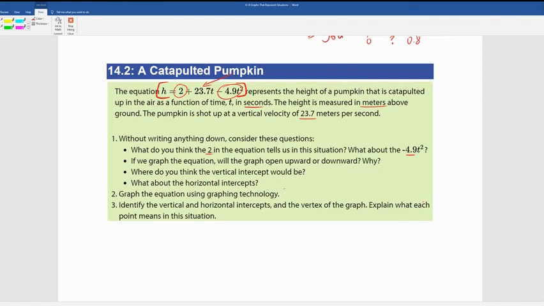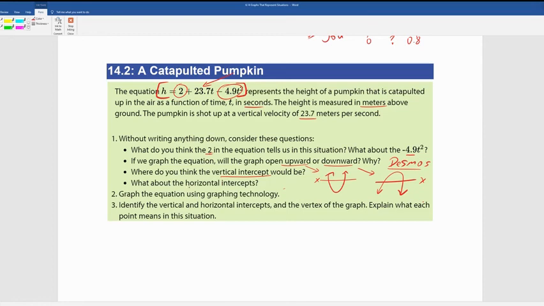All right. If we graph the equation, will the graph open upward, which will look like this, or would it open downward, which will look like this? And you can totally use Desmos and type in the equation to verify. Where do you think the vertical intercepts will be? So when is it going to cross the x-axis? Again, you can totally use Desmos.